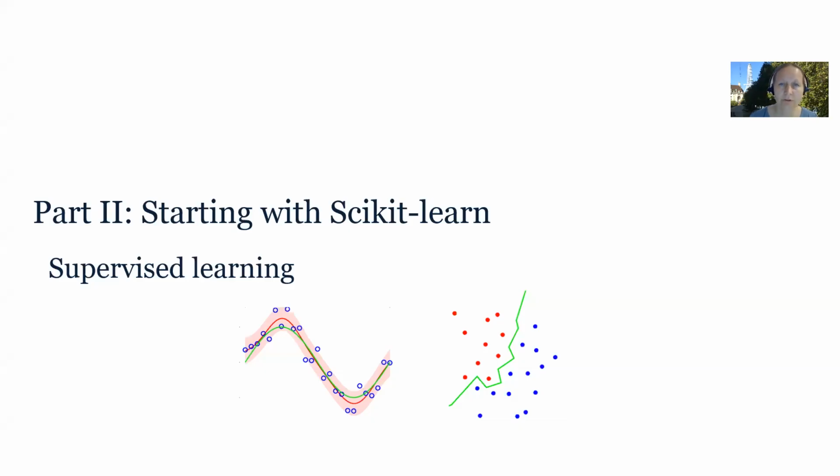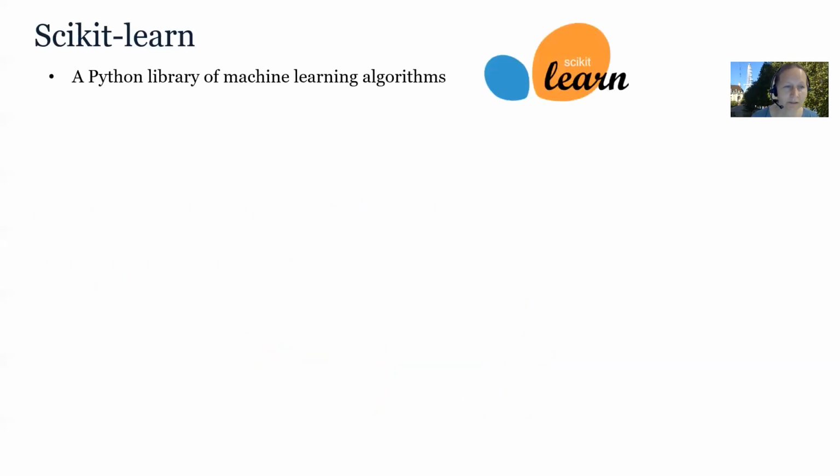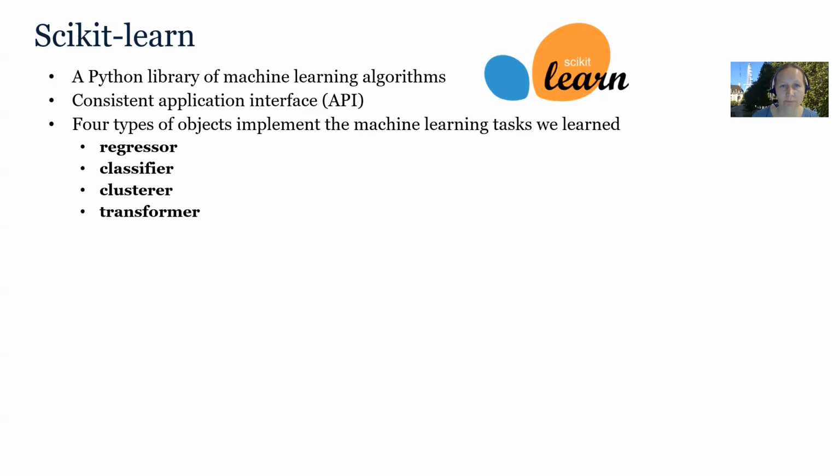In the second part of the lecture, we will introduce the Scikit-learn library. We will focus on supervised learning, regression, and classification. Scikit-learn is a Python library of machine learning algorithms with a consistent and user-friendly application interface.